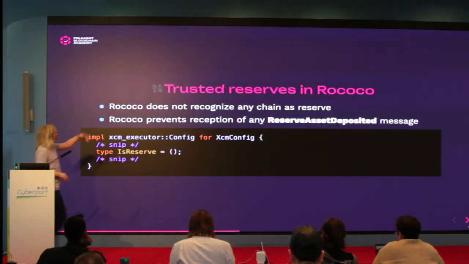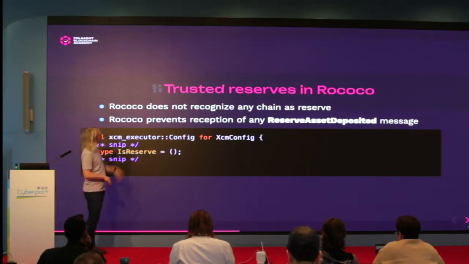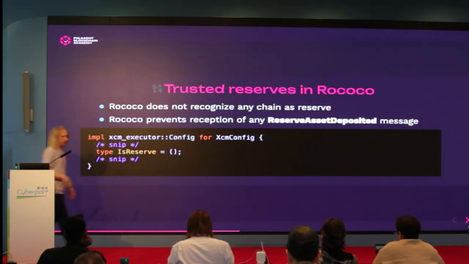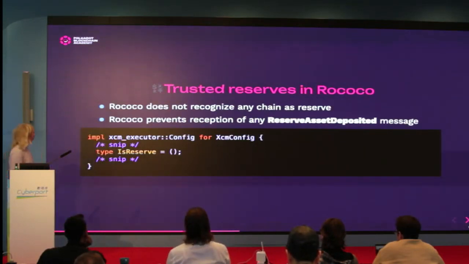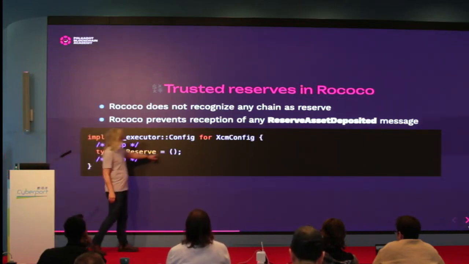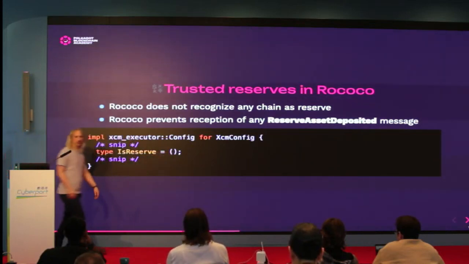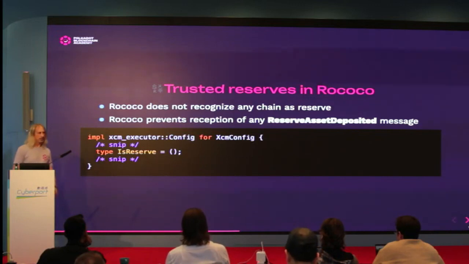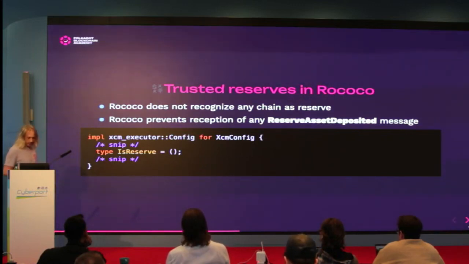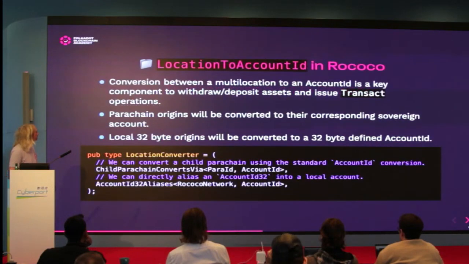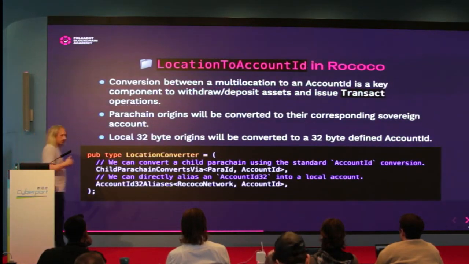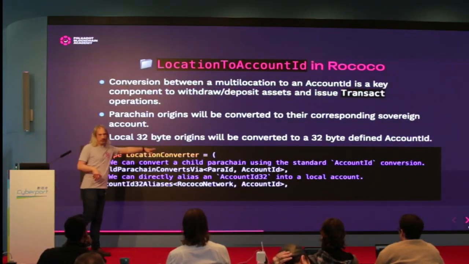So we need to do the same thing for trusted reserves. As it happens, Rococo doesn't recognize any reserves, so it's a pretty simple tuple, the empty, the unit type. But otherwise, if you did recognize reserves, you would configure that type.